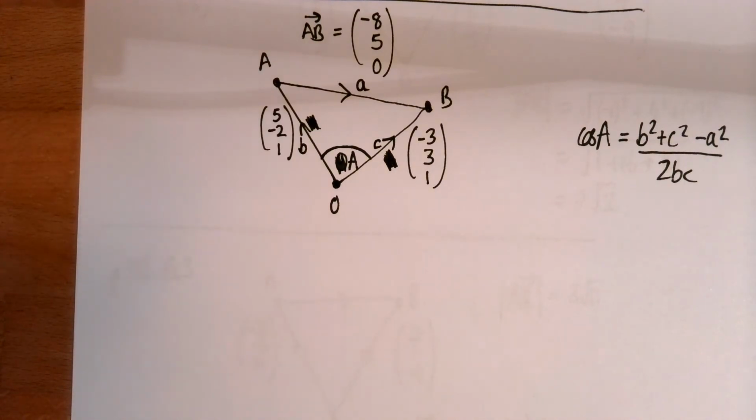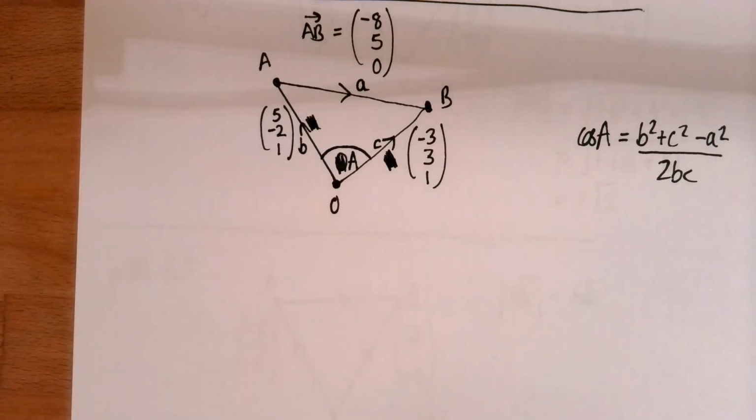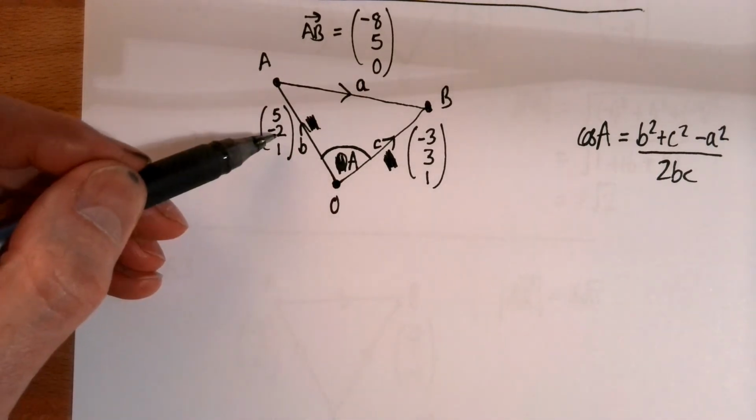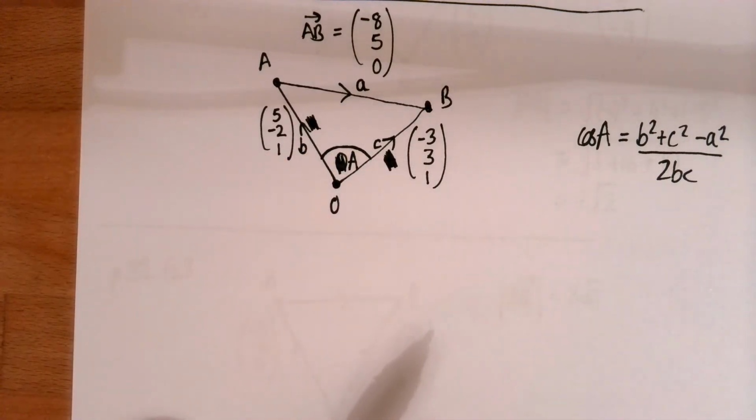So what I need to find out are the lengths of A, B and C. And I can do that because I've got a way of working out the length of a vector. So I'm going to pause at this point and encourage you to work out those three lengths, and then we can get together again when we've worked that out.